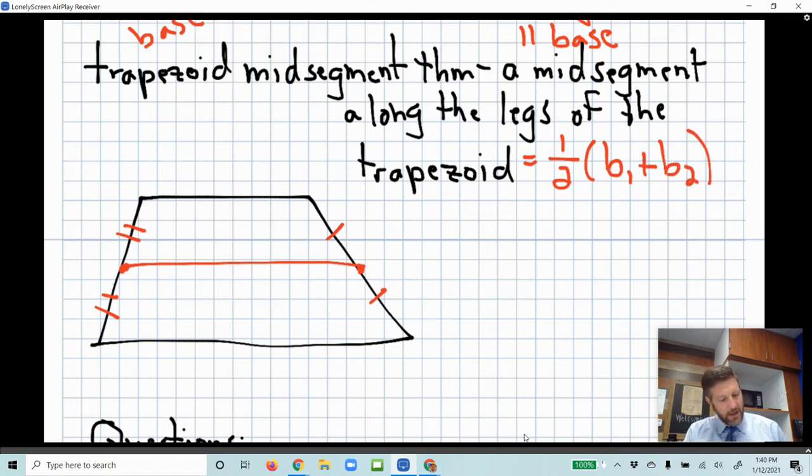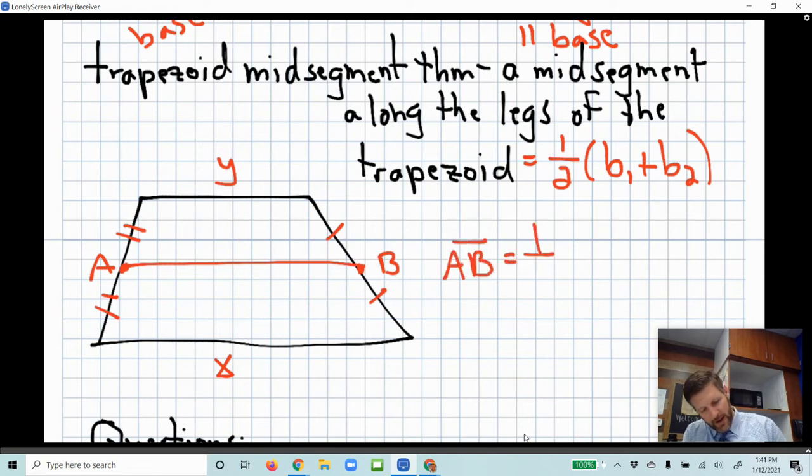So in other words, if I know one base is x and the other is y, the midsegment is equal to, or actually maybe we'll just do it this way. We'll call this A and B, okay? AB, which is the midsegment, is equal to half of y plus x. So it's basically the average.